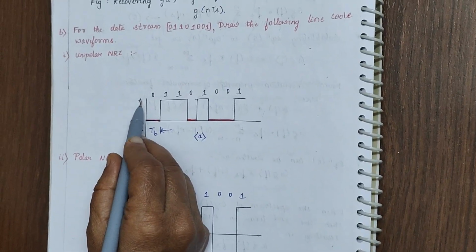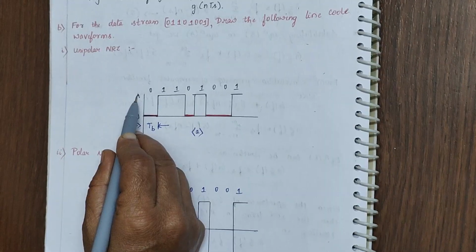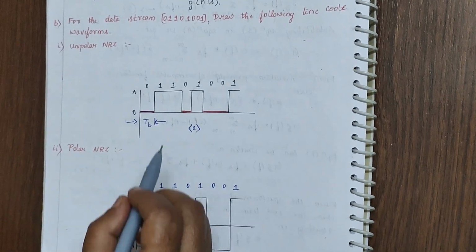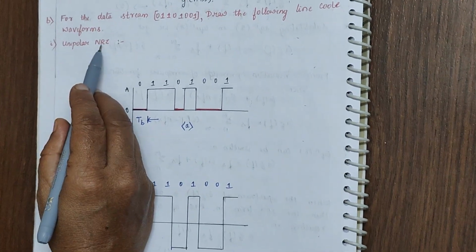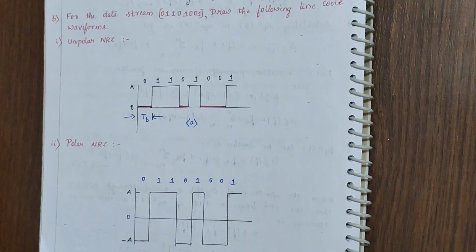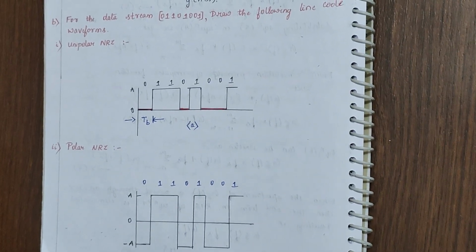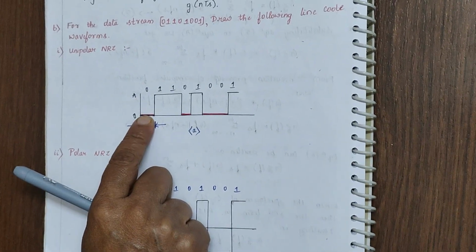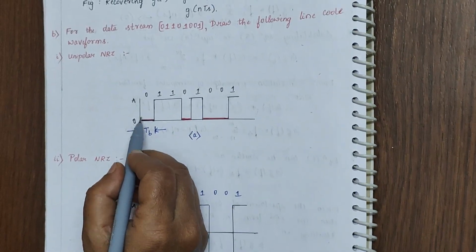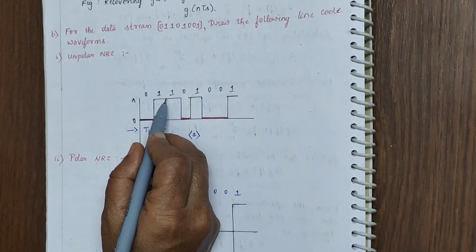Here we are mentioning 0 and A. A is the amplitude, which can be either 1 volt or 5 volts, it depends. Now let us start marking the waveform for unipolar non-return to zero. Unipolar means only one polarity, that you need to remember. That means symbol 0 is represented by 0, and symbol 1 is represented by 1.